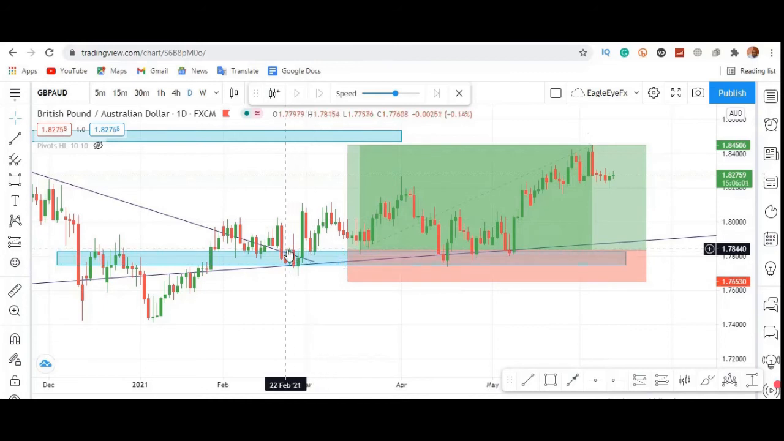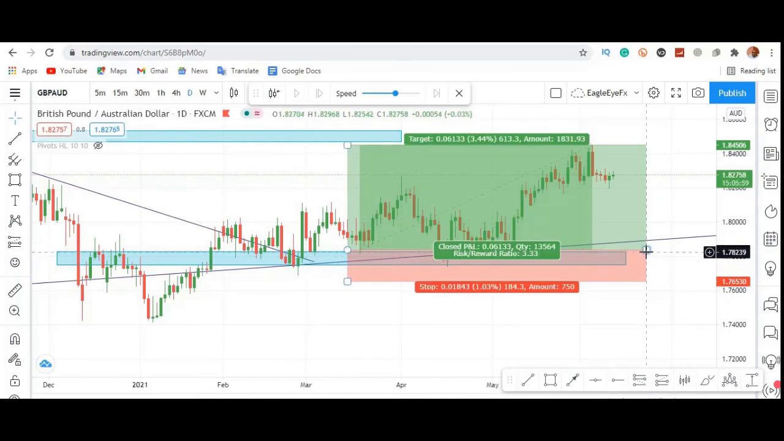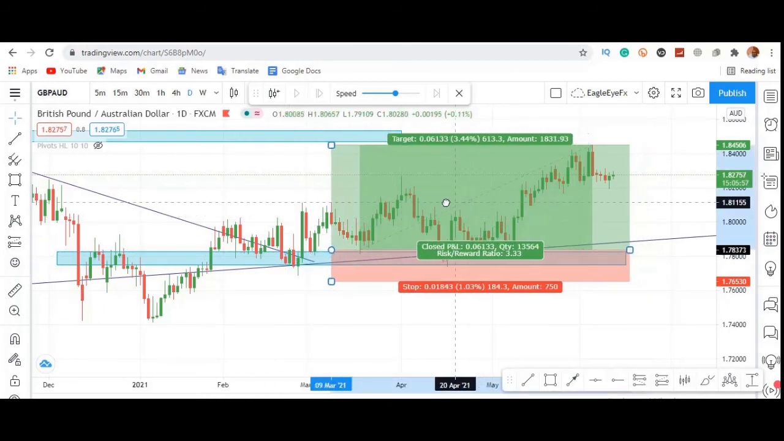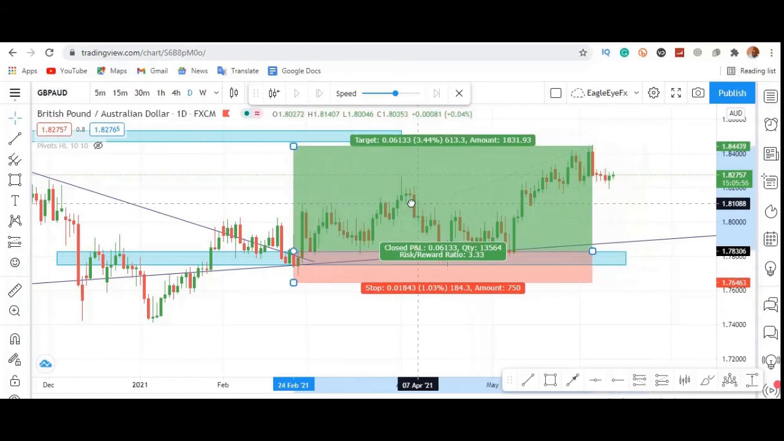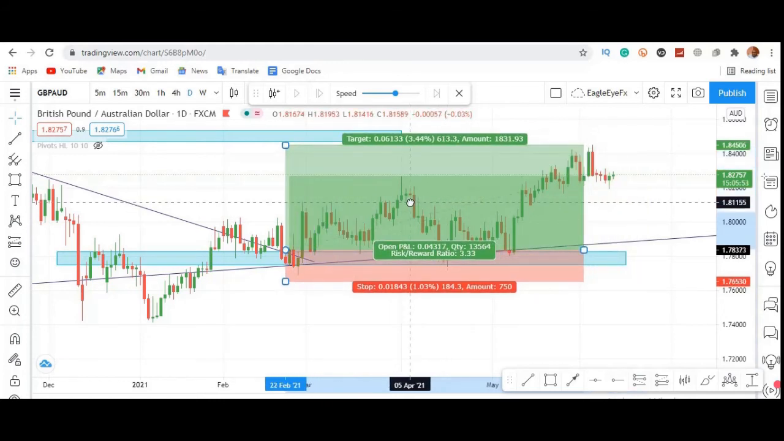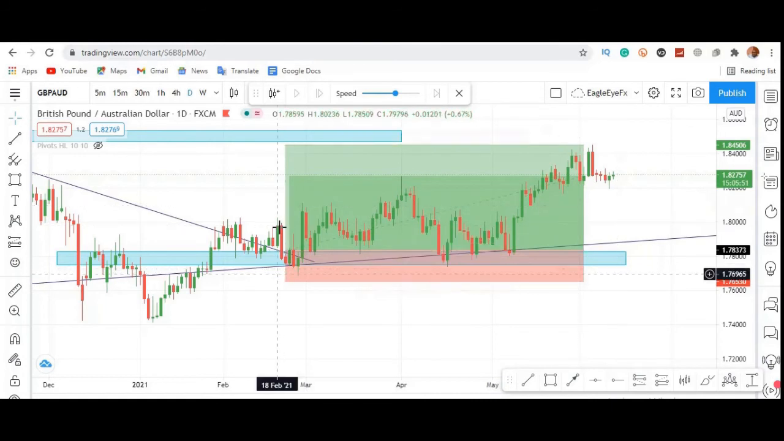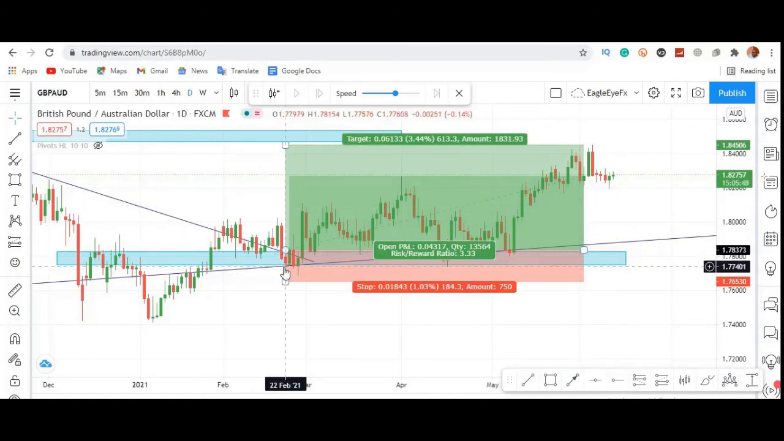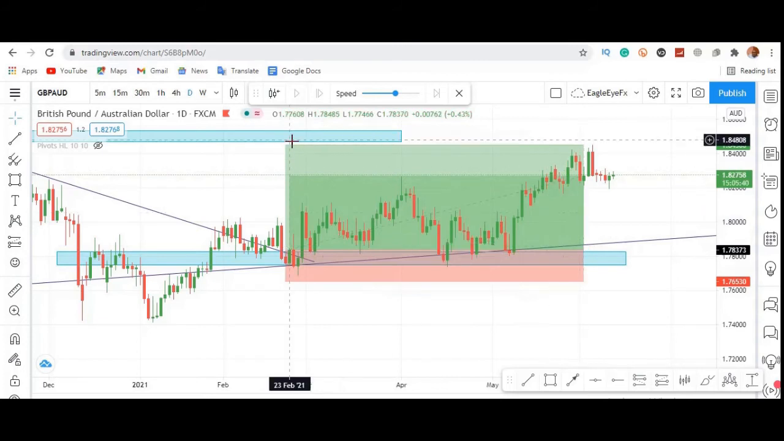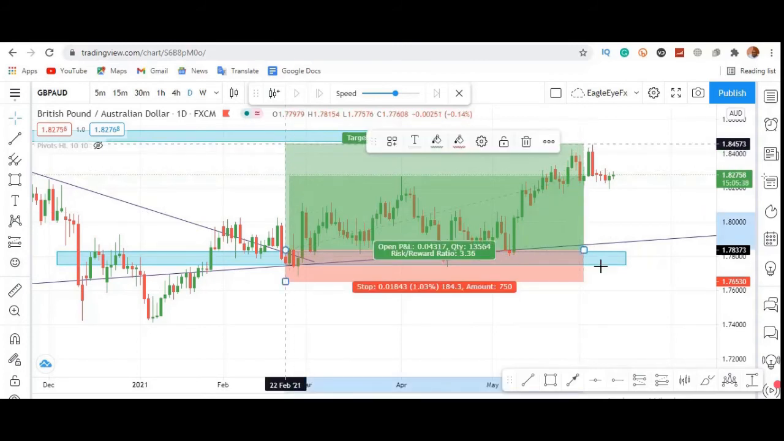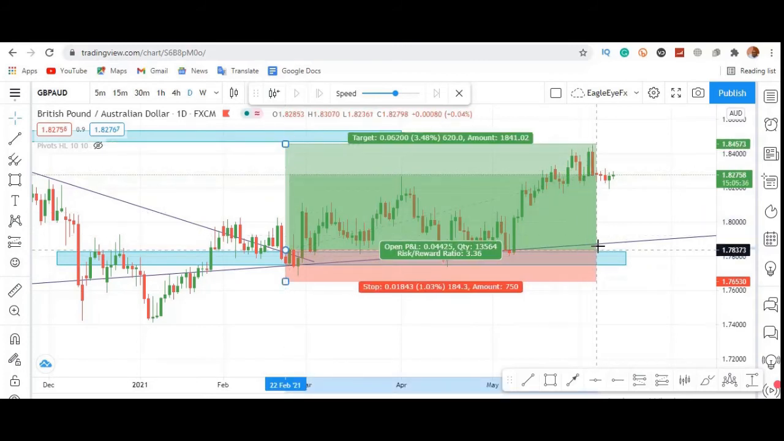we saw a confirmation here, there. If you took the first time we saw a rejection, and then we saw this strong push upwards. If you entered there, then you could have won nicely. Let's see how many, what is the risk?